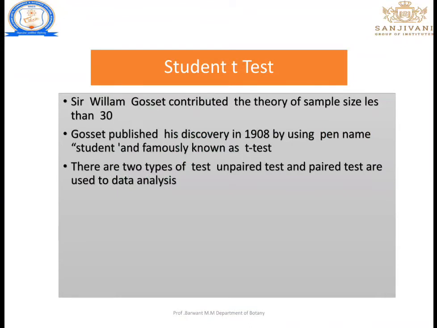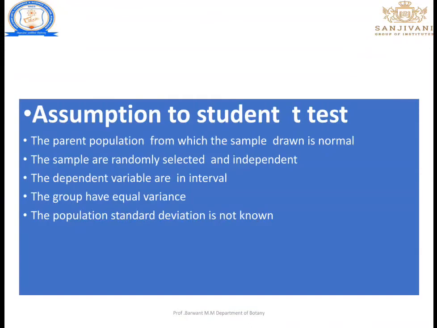Most research methodology in statistics uses the t-test to check whether a result is significant or not significant. There are two types of test: the unpaired test and the paired test.